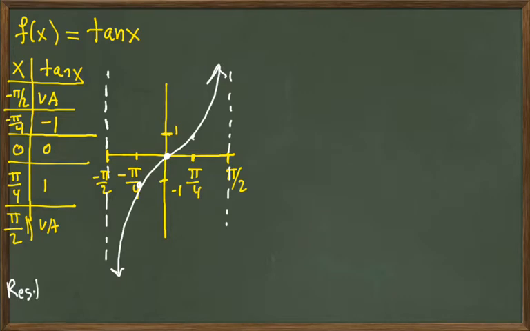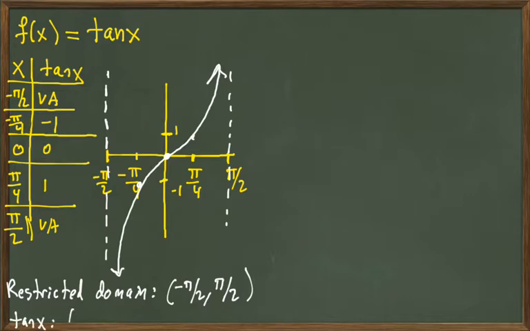So if we're talking about a restricted domain for the tangent, it's going to be negative pi over 2 to pi over 2. Slightly different than for sine, because we can't include the negative pi over 2 and the pi over 2. That's your vertical asymptotes. Okay, so tangent on the restricted domain, negative pi over 2 to pi over 2, and that's going to be onto the real numbers. So that's going to be a range of minus infinity to infinity.